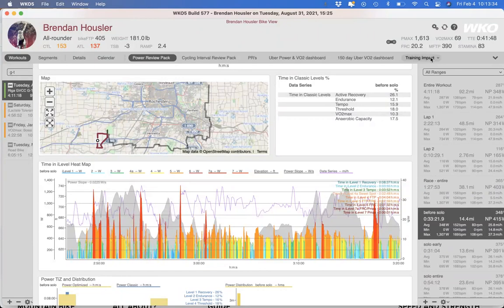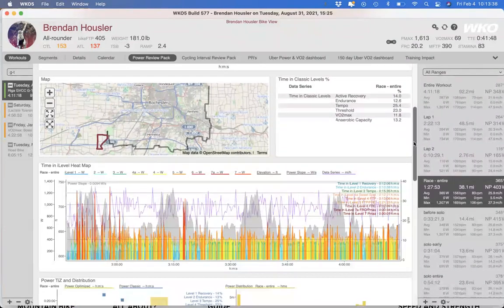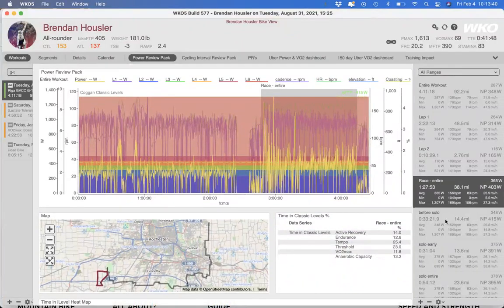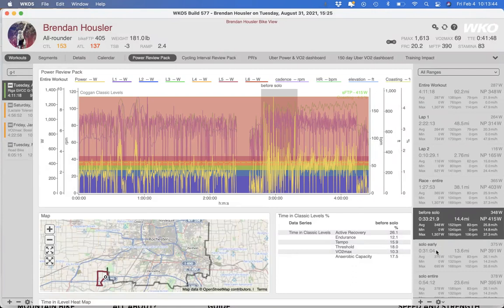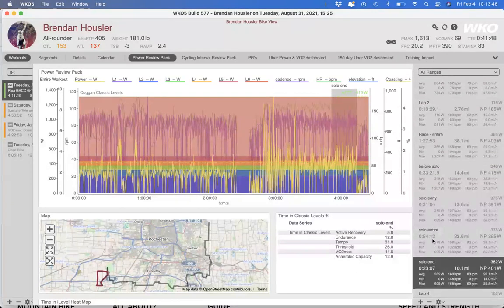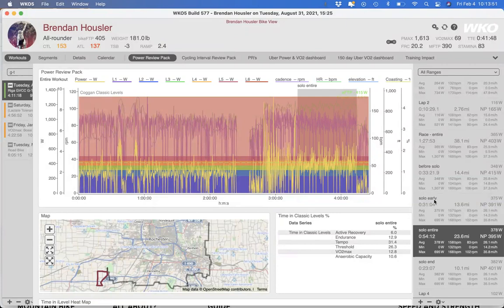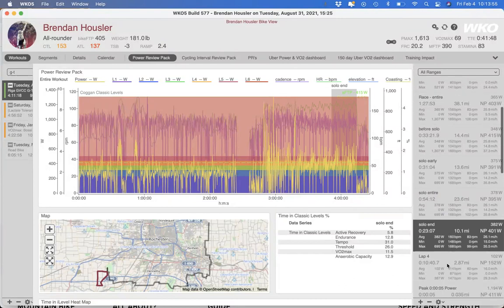So let's take a look. This is the entire race, and you can see it better from up here. This is going to be before I went solo. If you're looking at this chart, you'll see what's highlighted. This is me solo early on and then solo at the end. We're not really going to do the solo entire as much. That was when I was kind of breaking down, just looking at this on my own back in August.